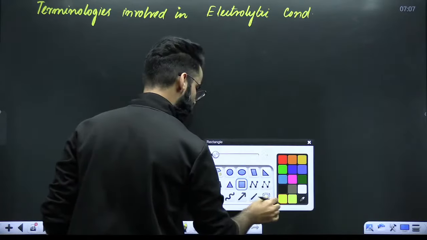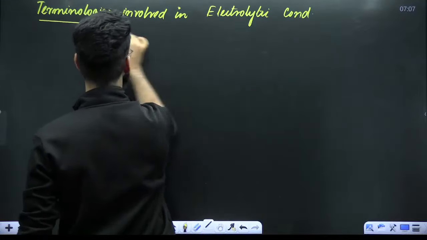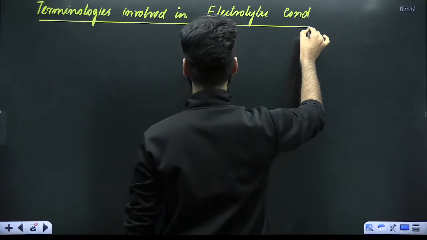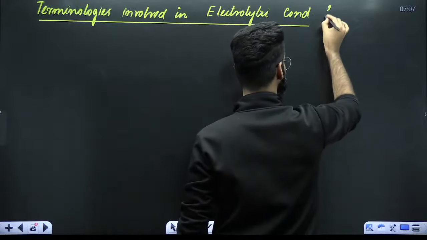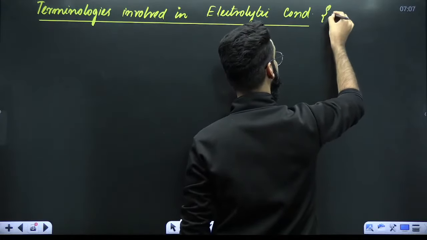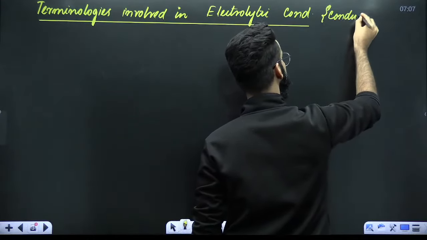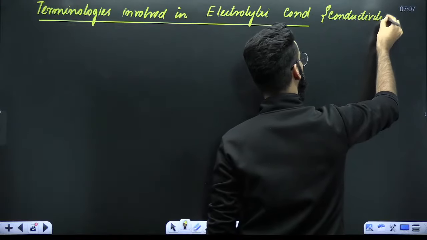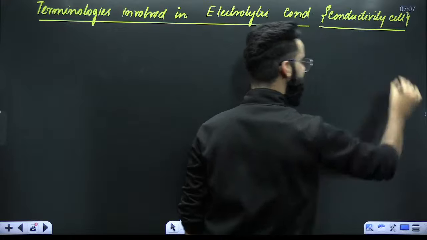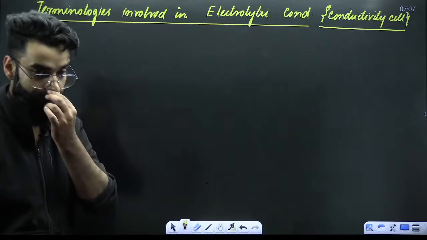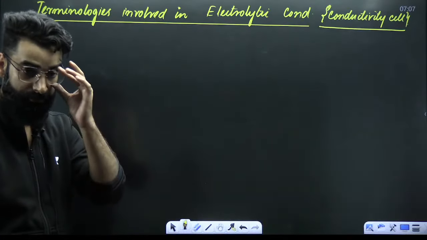Terminologies involved in electrolytic conductance. You can also call it a conductivity cell. Now, what this conductivity cell is all about, first of all? Try to understand what exactly I'm going to talk about.